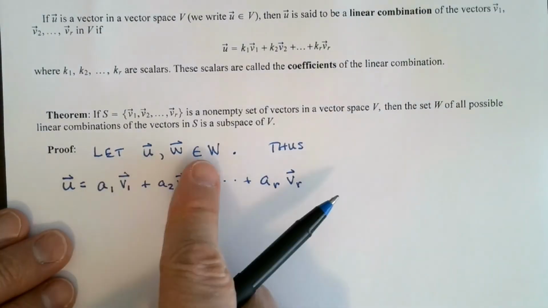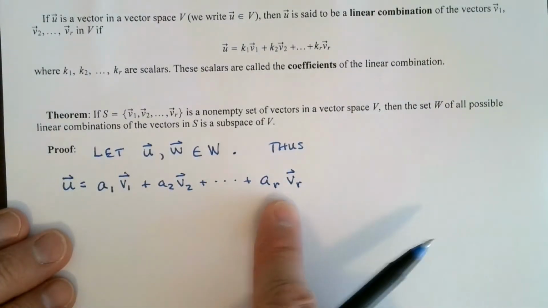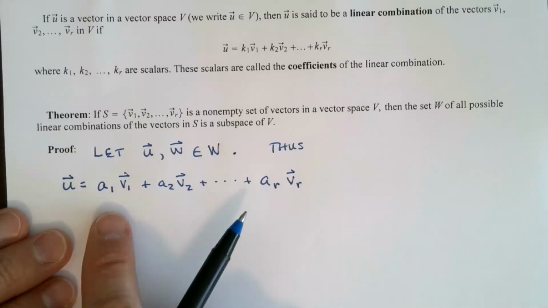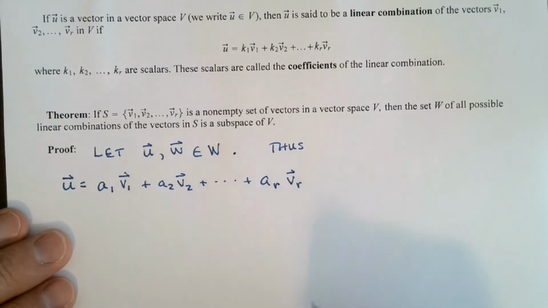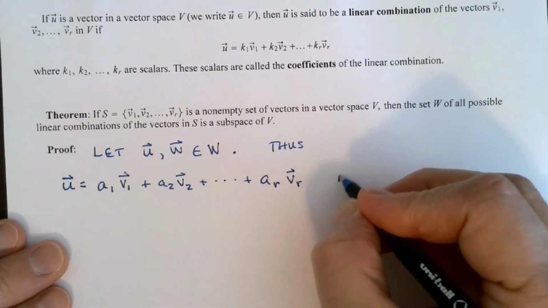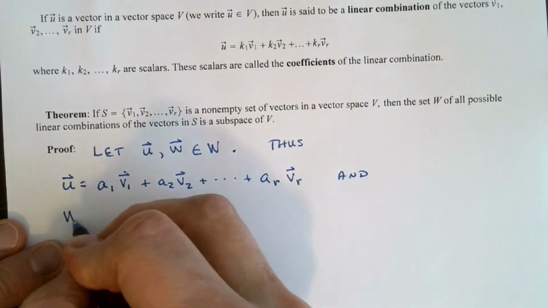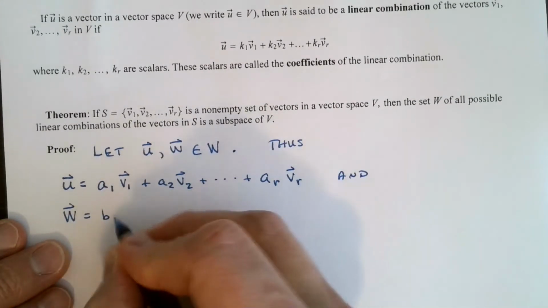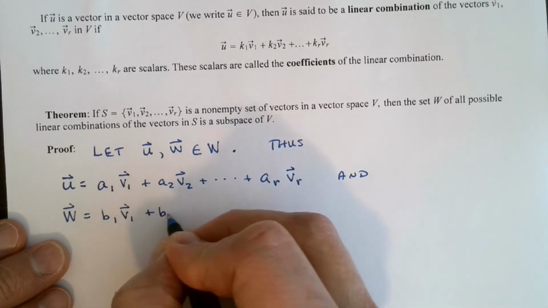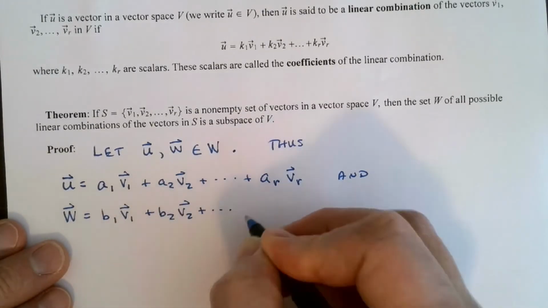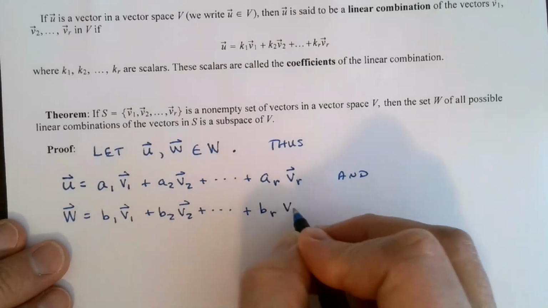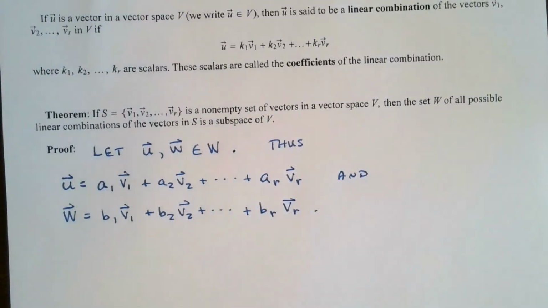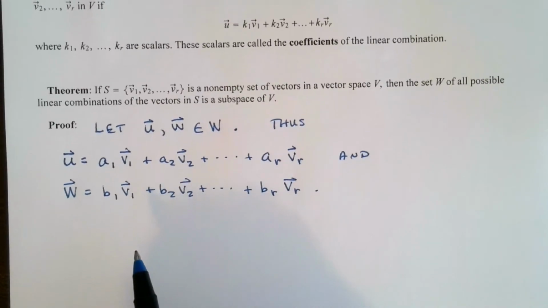So if u is in the set W, it's a linear combination of those vectors, and there must be a way to write that where the coefficients for u are a1, a2, and so on. And I also know the same thing for w. But w doesn't have to have the same coefficients, right? So arbitrarily they could be different. I'll say b1 v1 plus b2 v2, and so on. All right, so we know those two facts. Remember I was saying, this is what we know.